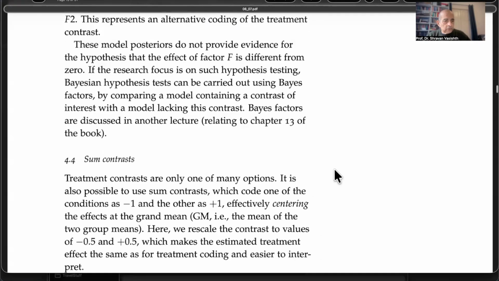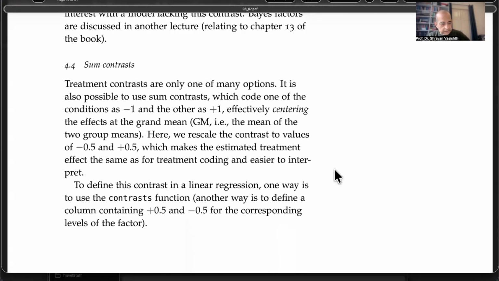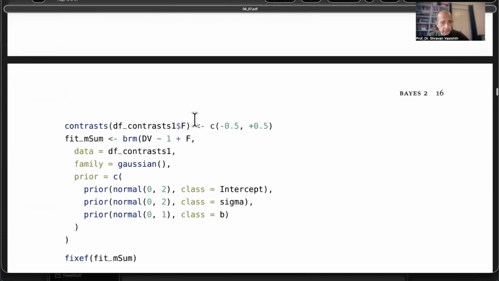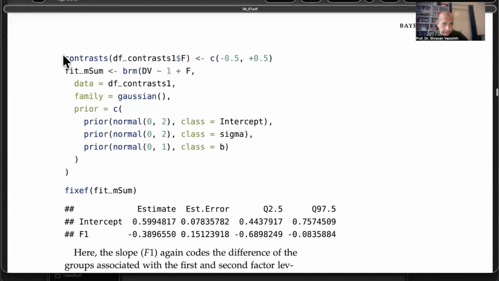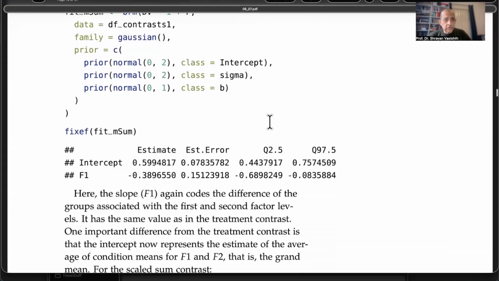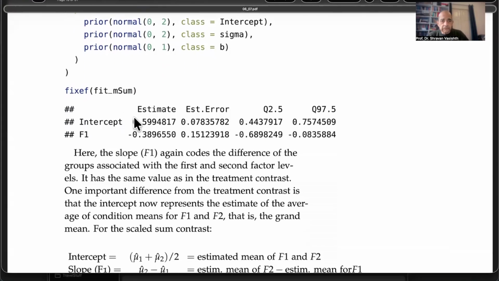Okay. So then the next contrast, of course, you've seen many times, is the sum contrast, and typically we would set up the contrast coding as plus 0.5, minus 0.5, just like in Bayes 1. And here we are explicitly setting it up with the contrasts function. We are overriding the treatment contrast coding by putting in minus 0.5 for F1, and for F2 it's plus 0.5. Right, so once you do that, the meaning of the intercept of course changes.